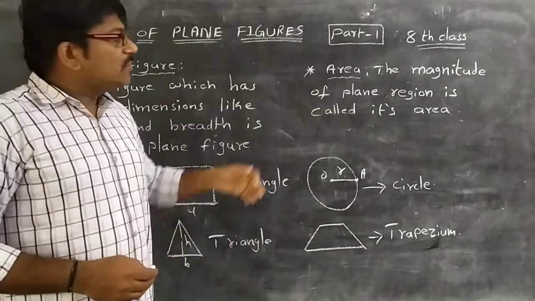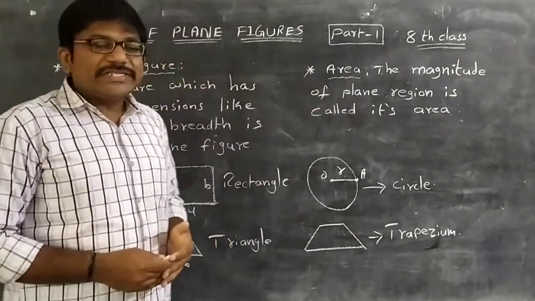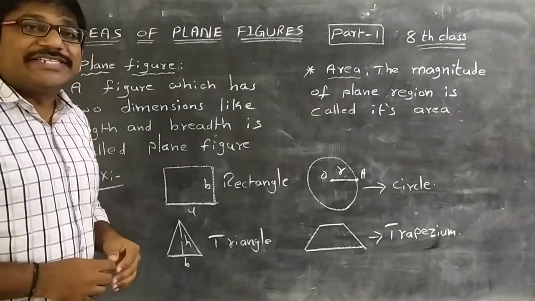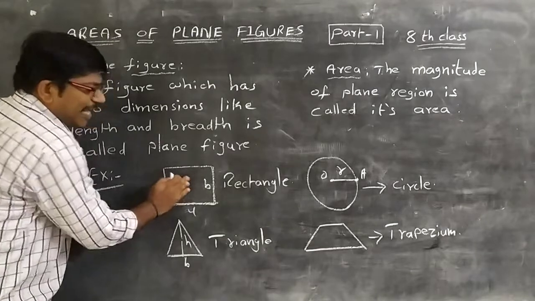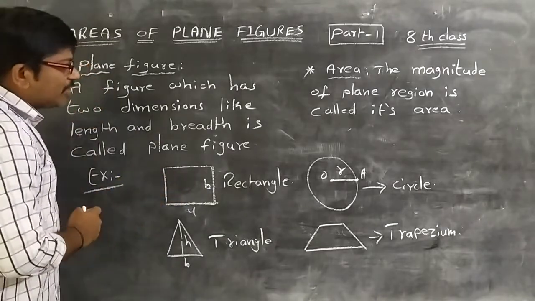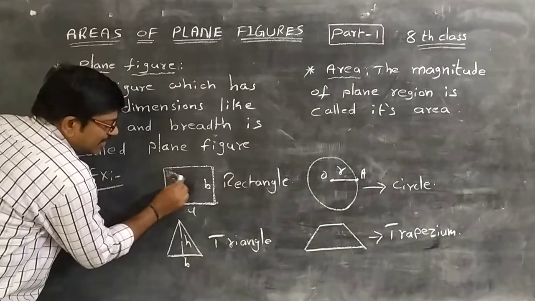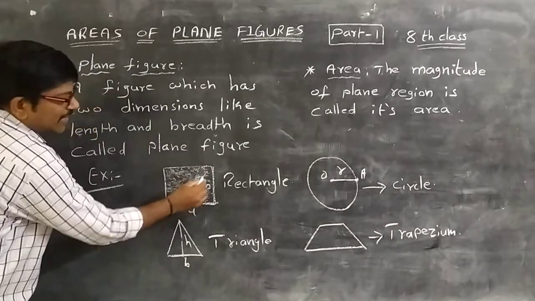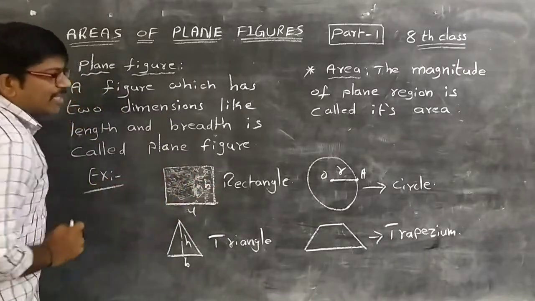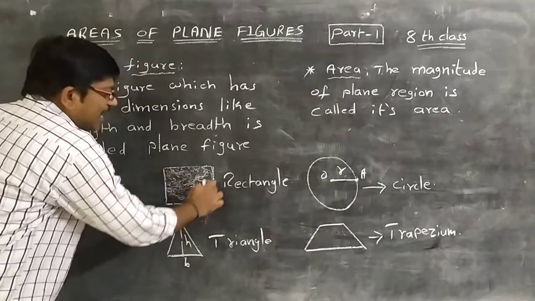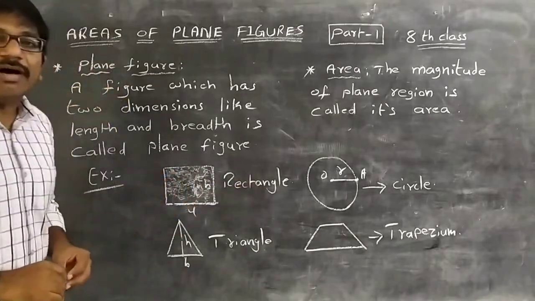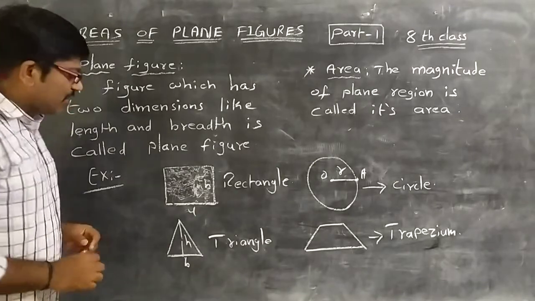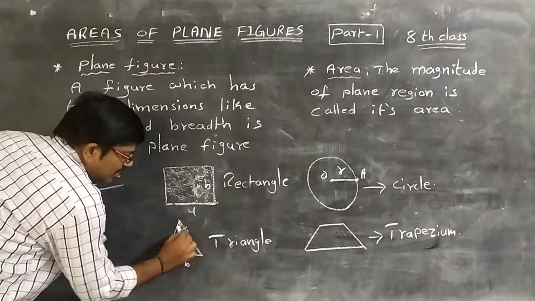Area of plane figure. So what is the area? Definition of area. Observe carefully. The magnitude of a plane region is called its area. For example, take a rectangle. What is its area? The magnitude of the plane region, the total region, is called its area. This is the rectangle area. So the magnitude of a plane region is called its area. It is also the total area.